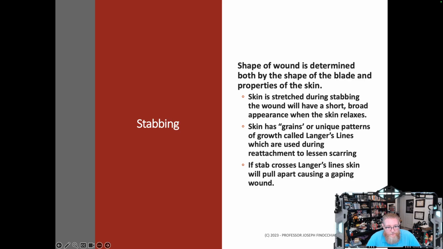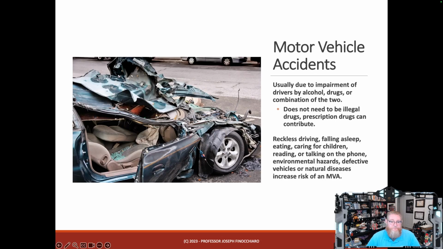The shape of the wound is determined both by the shape of the blade and the properties of the skin. Skin is stretched during stabbing. The wound will have a short, broad appearance when the skin relaxes. Skin has grains or unique patterns of growth called Langer's lines, which are used during reattachment to lessen scarring. If a stab crosses Langer's lines, the skin will pull apart, causing a gaping wound.